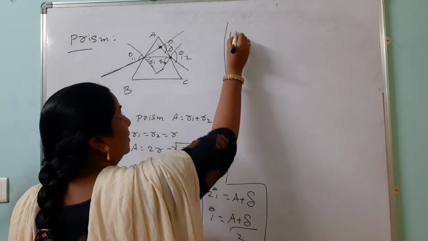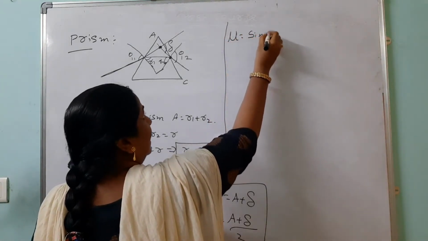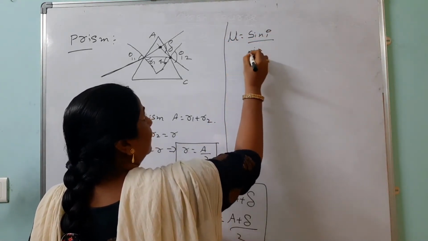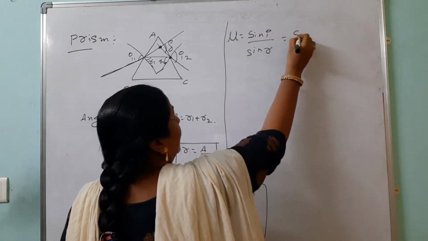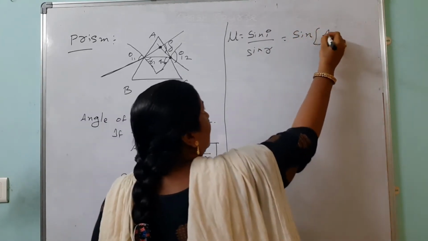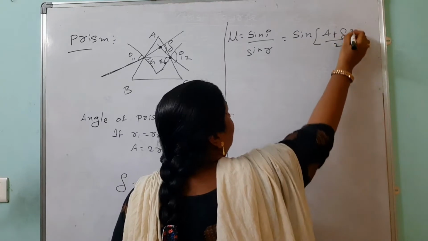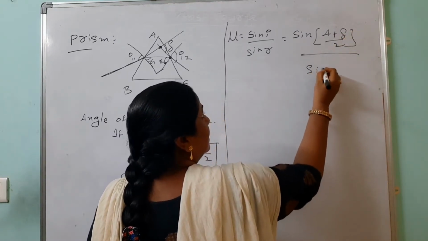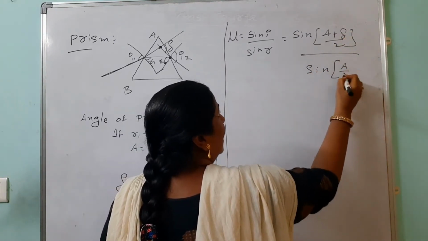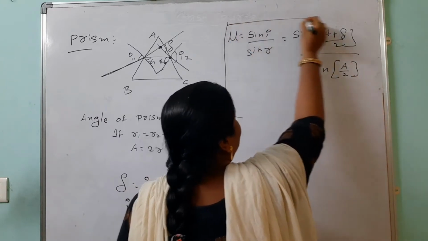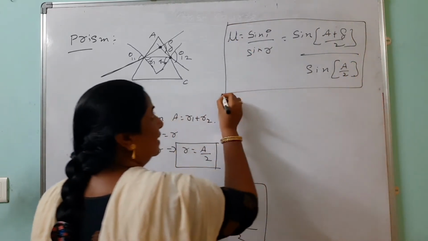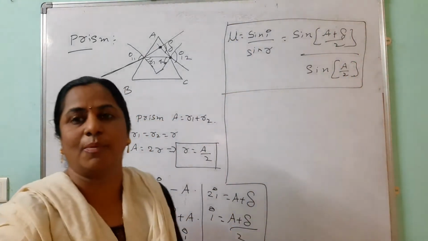Mu equals, from Snell's law, sin I by sin R. Here sin I is sin of (A plus delta) by 2. Then sin R is sin A by 2. With the help of this, we can find out the refractive index of the material of the prism. We do one problem based on this.